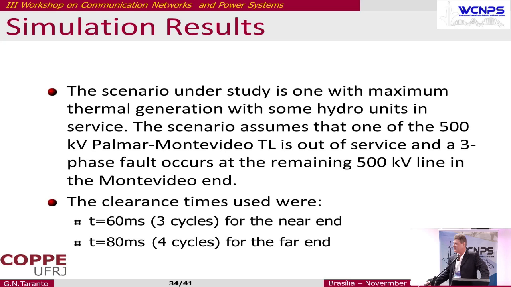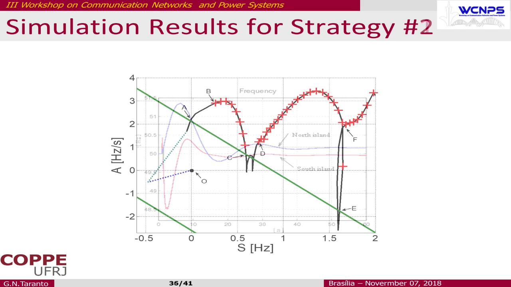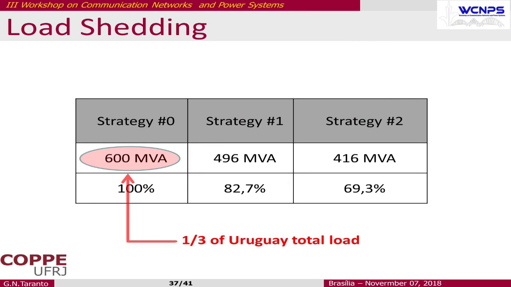Strategy 0 is our benchmark. Let's say 100% is 600 MVA. Strategy 1 uses splitting of the system, but based only on conventional out-of-step protection based on distance relays. You cut this amount, and based on using the phasors, you cut less. This is just to give you an idea. This is 1/3 of the load of Uruguay.